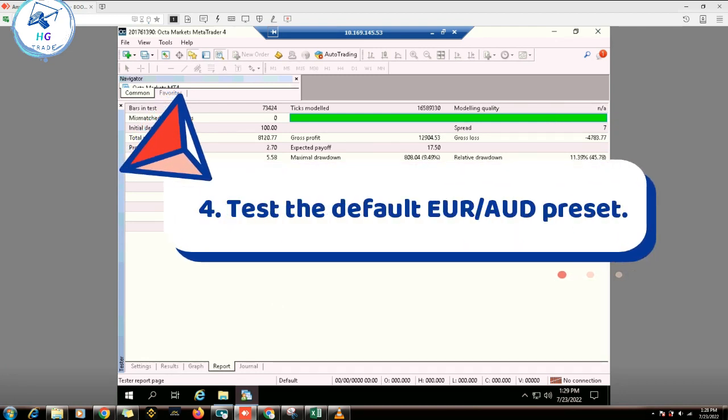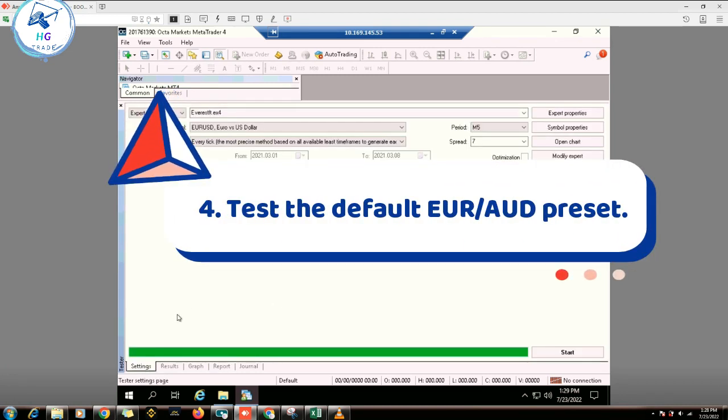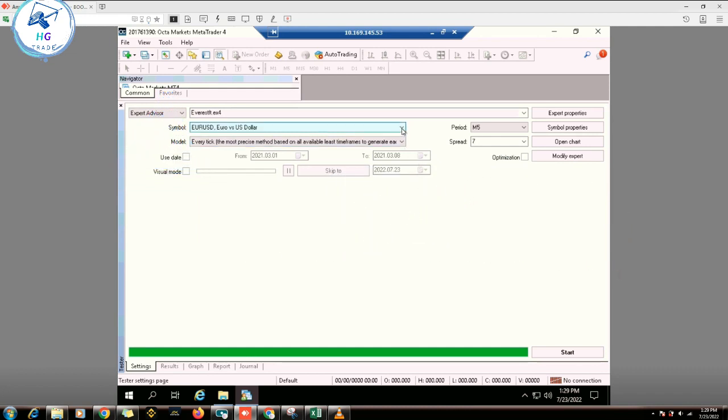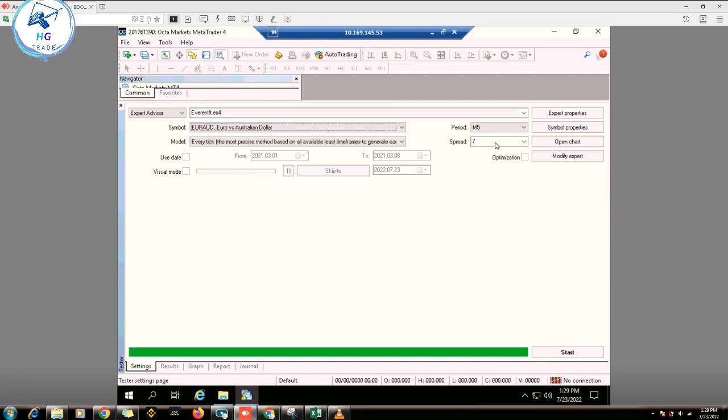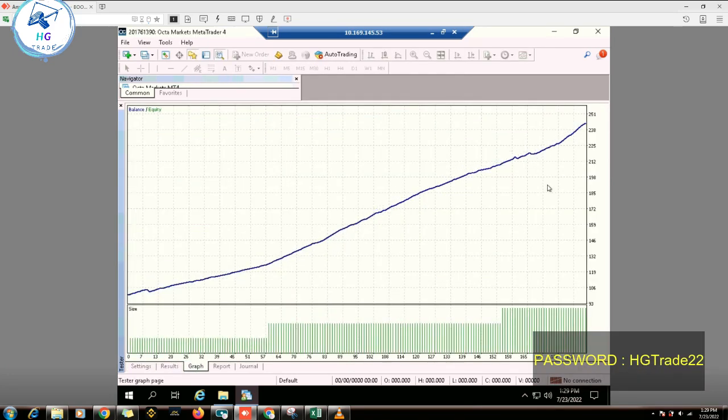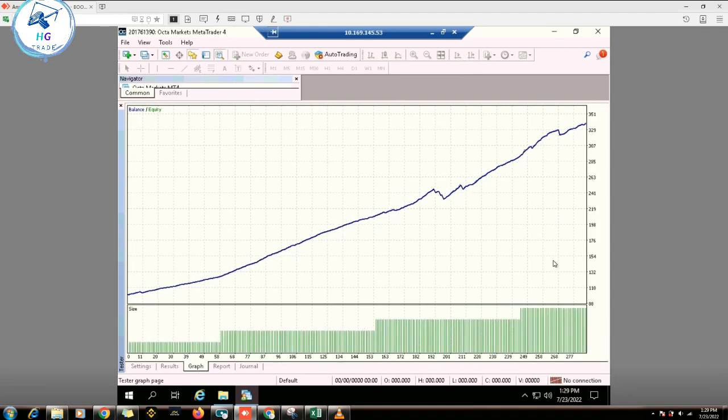Four, test the default Euro to Australian Dollar preset. Next, I tested the Euro to Australian Dollar pair with the default settings. The increase in the graph is stable.